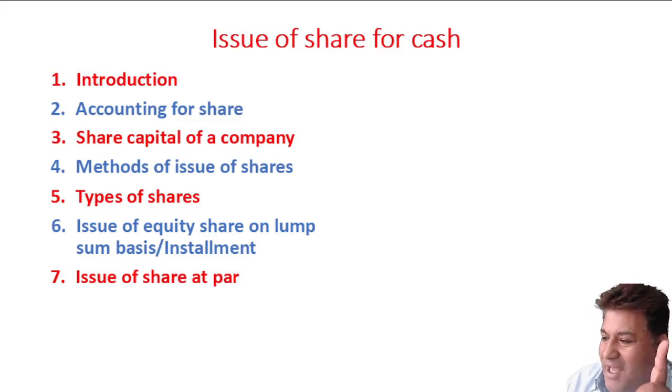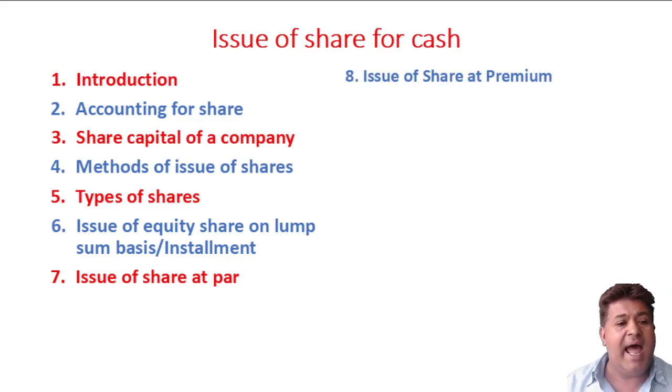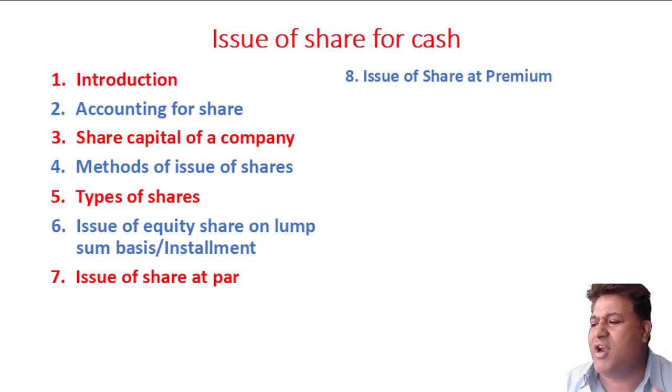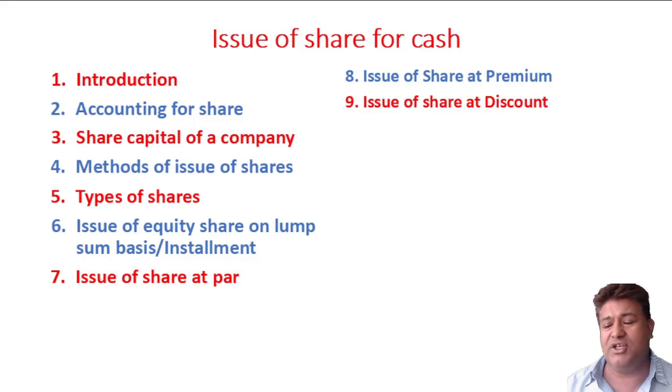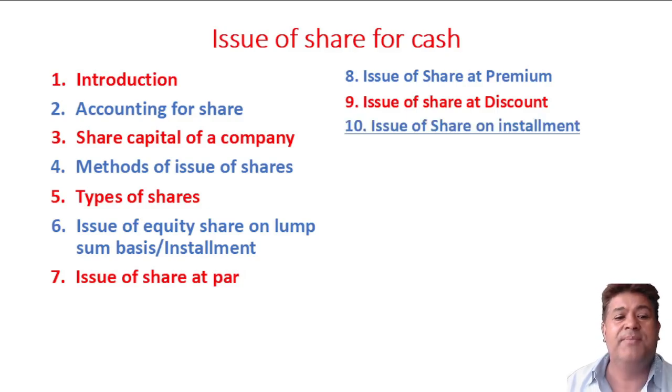If the face value of a share is 100 rupees and your company is issuing that share at 100 rupees, that is issue of share at par. If you are taking a little bit extra, let's say 110 rupees, that is called issue of share at premium. And sometimes the company may issue shares at a discount. Discount means you are issuing your share for less than your par value, that is called issue of share at discount, right?